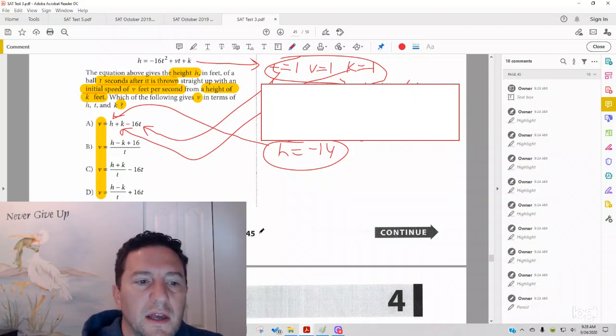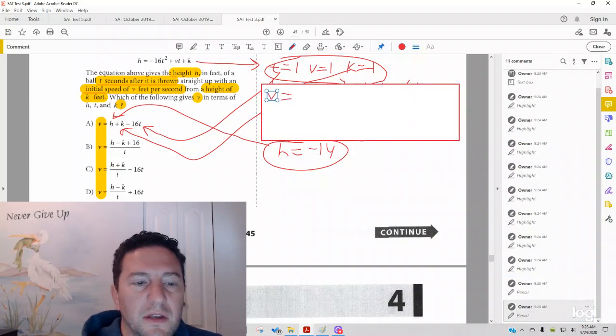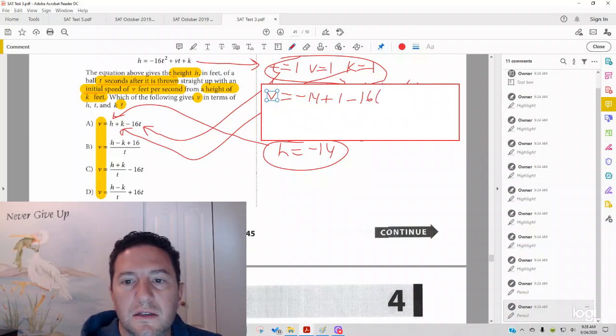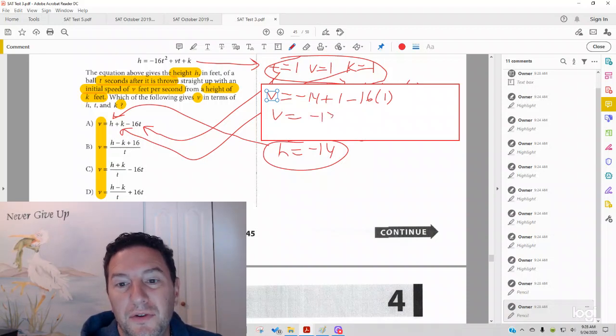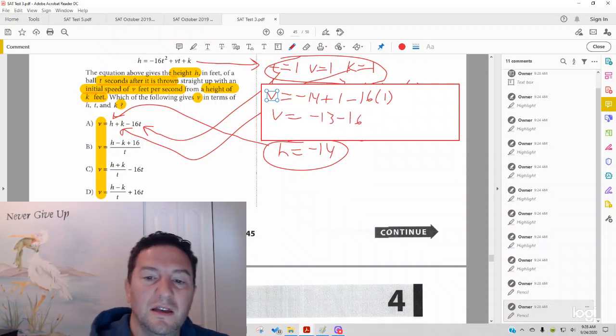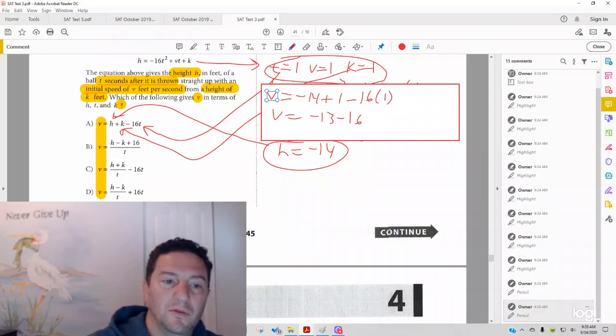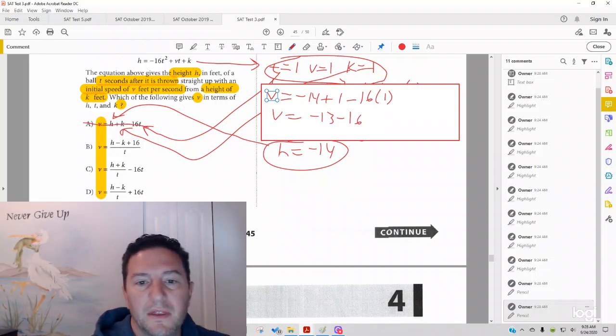So let's say I'm plugging in for answer choice A. I have v, which is 1, and I'm setting that equal to h, which is negative 14, plus k, which is 1, minus 16 times t, which is 1. And I get v equals, it's going to wind up being negative 13 minus 16, negative 29. That's not 1. Answer choice A is gone. So that's what a wrong answer would look like.